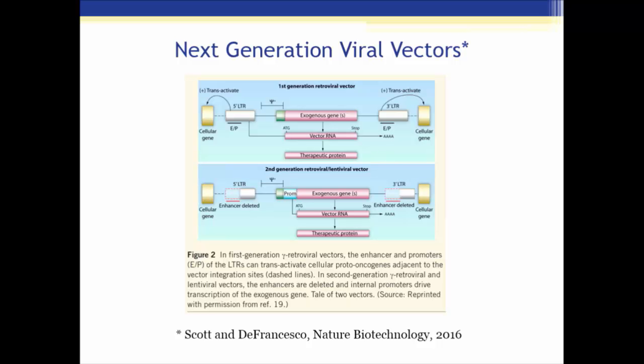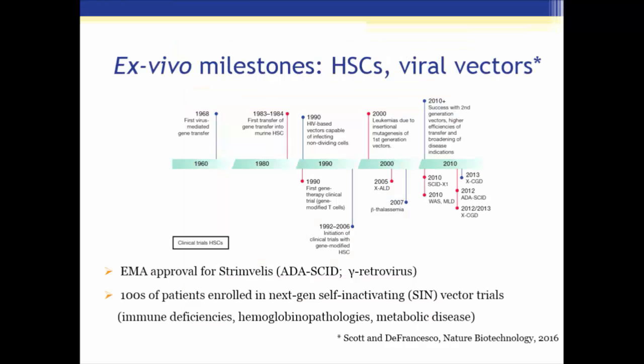Now these have been removed, an internal promoter has been inserted, and these adjacent transactivations have been reduced. These are the so-called SIN inactivating viral vectors. They are now deep into clinical trials. And this is a diagram of the studies and the history of primarily hematopoietic stem cell trials in the viral vectors that have made it from the first generation gamma retroviral vectors that have been talked about in talks prior to the new self-inactivating vectors.